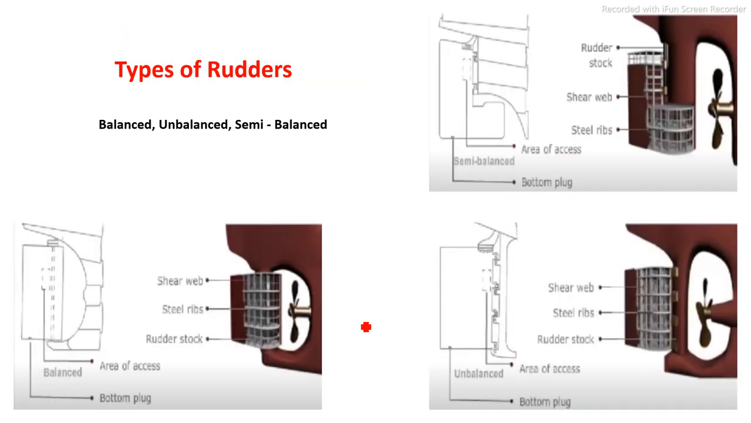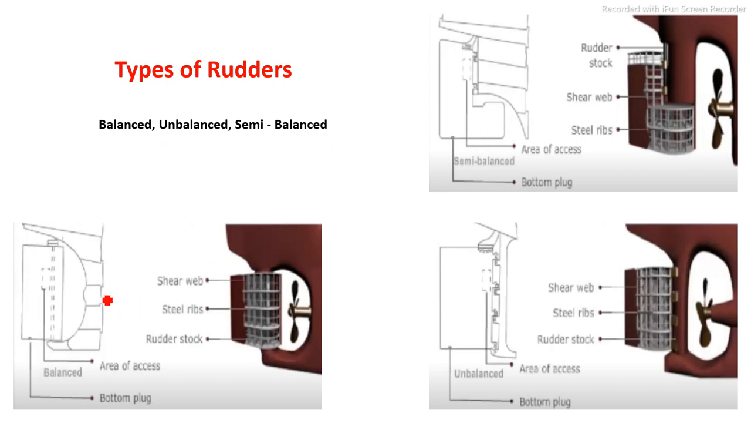Next important topic is types of rudders. This has also been asked in the Synergy exam multiple times. In that we have balanced, unbalanced, and semi-balanced types of rudders. These are defined based on the position of the rudder with respect to the rudder stock. So here in this figure you can see the rudder stock and the rudder. Based on the relative positions we determine whether the rudder is balanced, unbalanced, or semi-balanced.